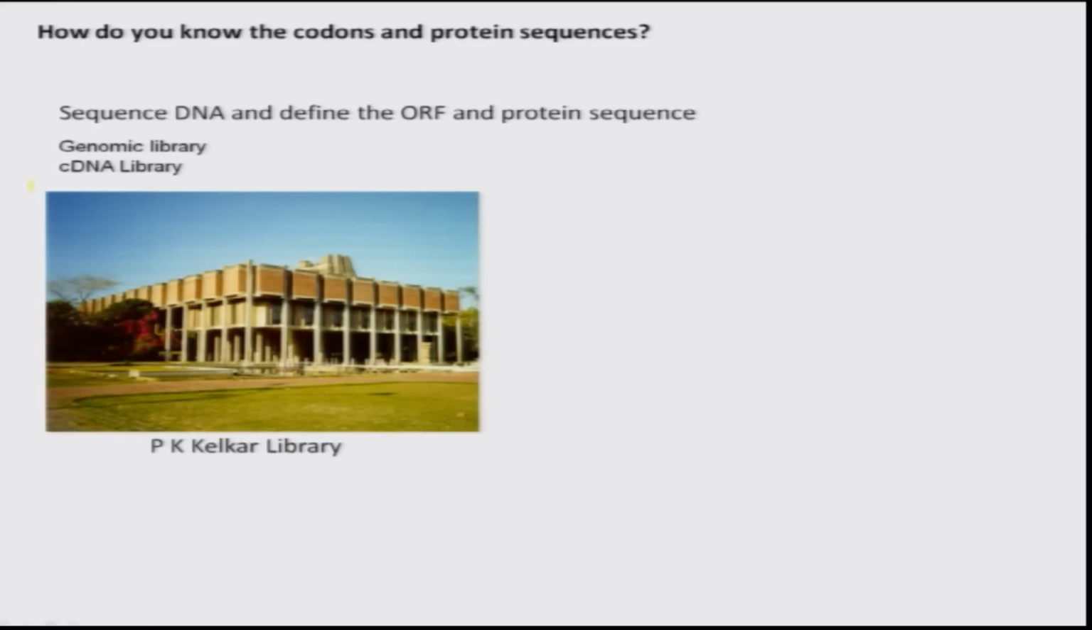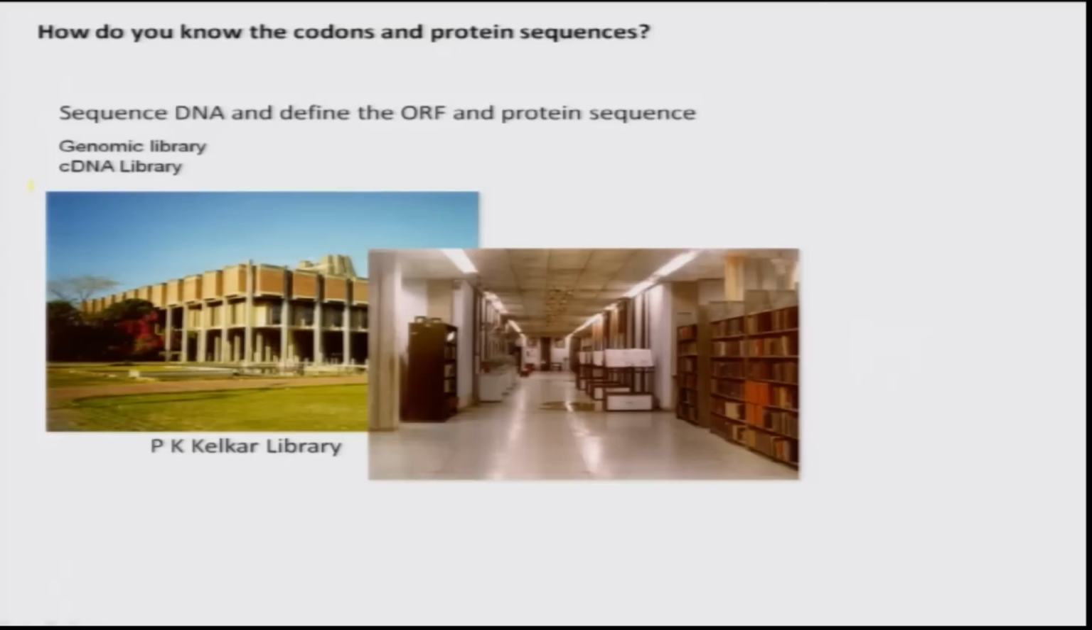What I have shown here is a photograph of the library in our institute. This is the famous Kelkar Library of the Indian Institute of Technology, Kanpur, which houses thousands and thousands of books, reference materials, journals, and many other such literature that we normally consult for our research and teaching. What is interesting is that in any library you will find racks of books, like what is shown here, all stacked there. There are thousands and thousands of books.